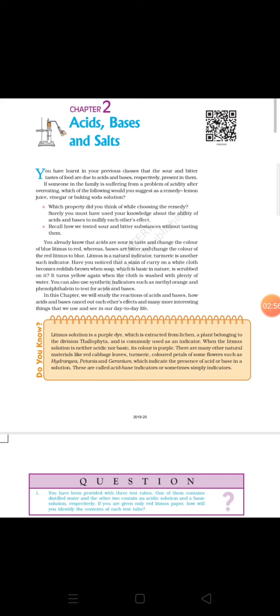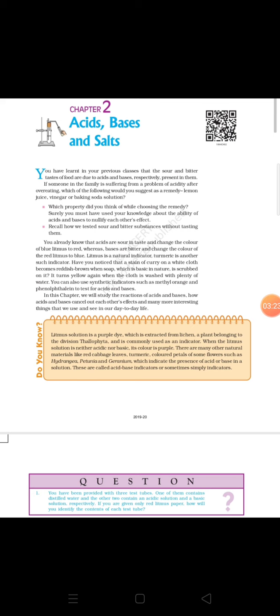In this chapter, we will study the reactions of acids and bases, how acids and bases cancel out each other's effect, and many more interesting things that we use and see in our day-to-day life. So this is the introduction of this chapter, acids, bases and salts. We will study a lot of different chemical reactions based on them.